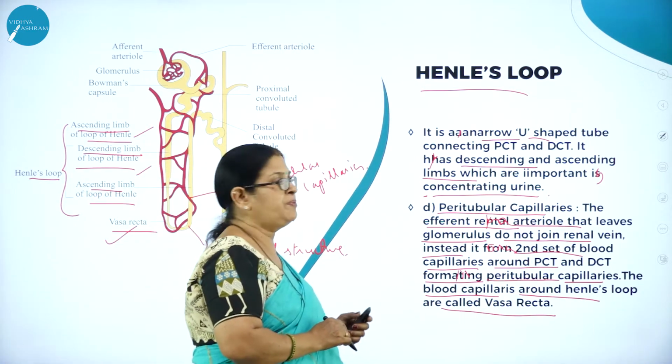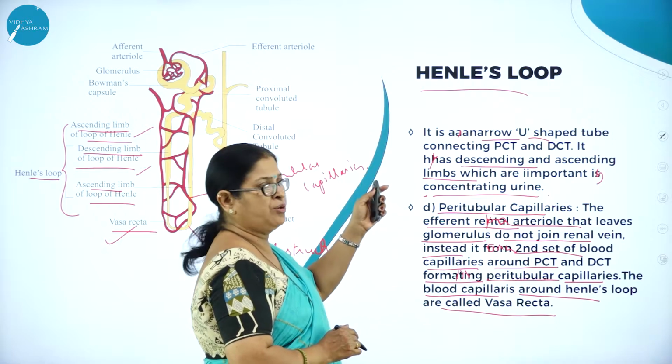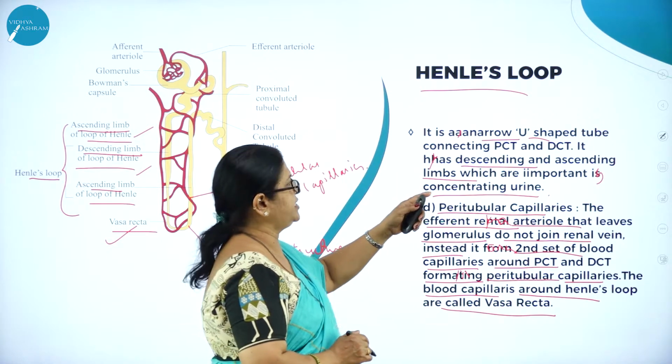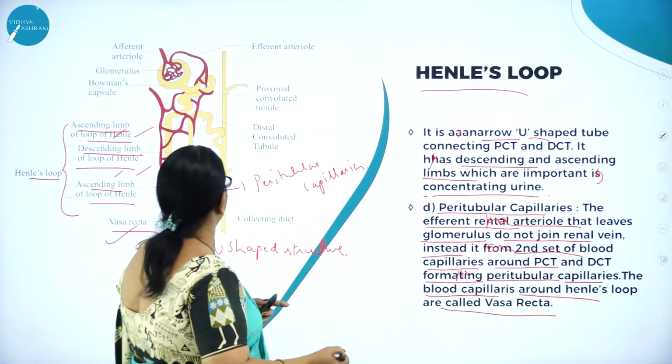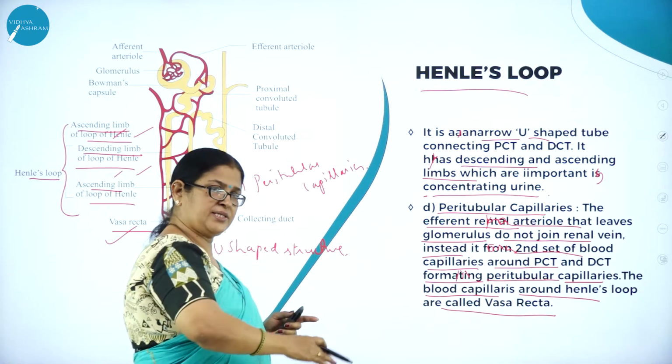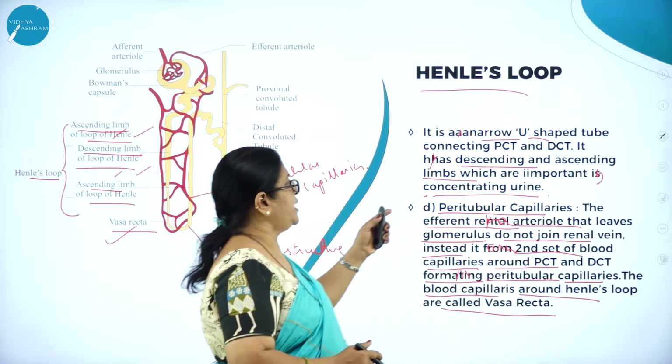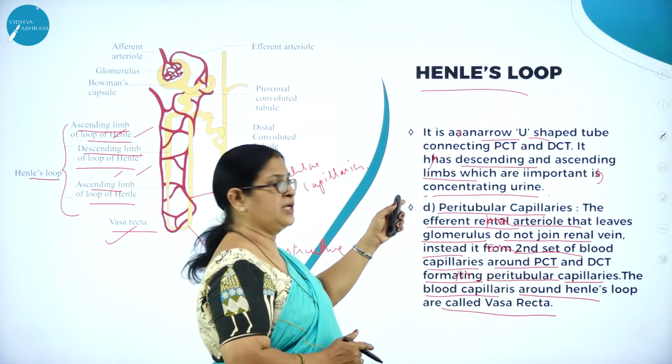So Henle's loop, it is a narrow U-shaped tube connecting PCT and DCT, and it has what? It has ascending limb and descending limb, right? Top is ascending, just the below one is descending, and which are important in concentrating the urine.